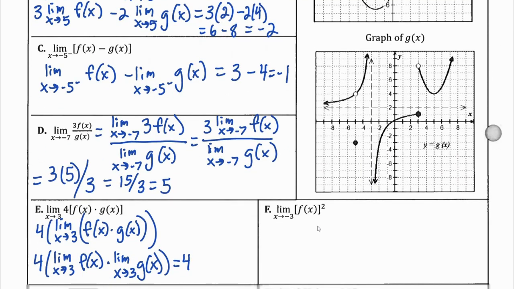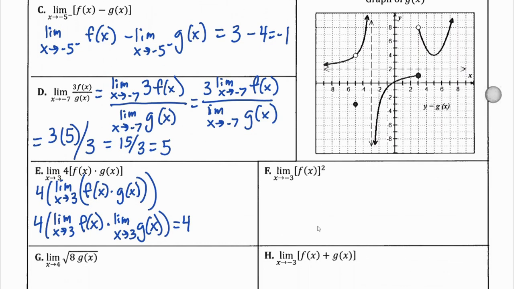And as we approach 3 for g of x, we have a slight issue there. That does not exist, right? So we get 4 times 6, and then times does not exist, right? Which really isn't a thing. That just means that this entire limit does not exist. If a portion of it doesn't exist, then the whole thing does not exist.